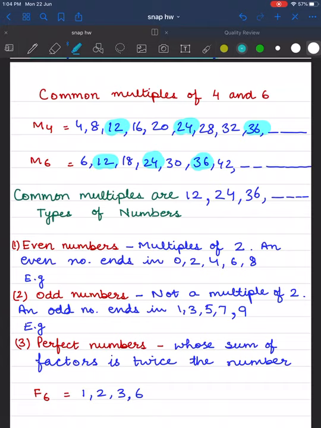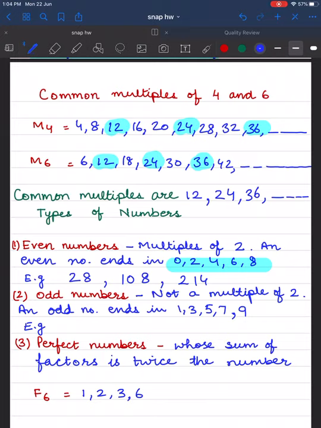Okay, now let's do types of numbers. Even numbers. All multiples of 2 are called even numbers. Even numbers are exactly divisible by 2. An even number ends in 0, 2, 4, 6, 8. For example, 28 is an even number. 108 is an even number. Or 214 and so on.